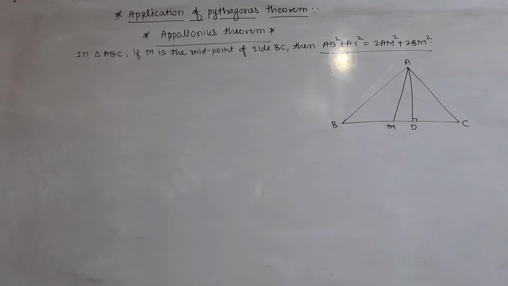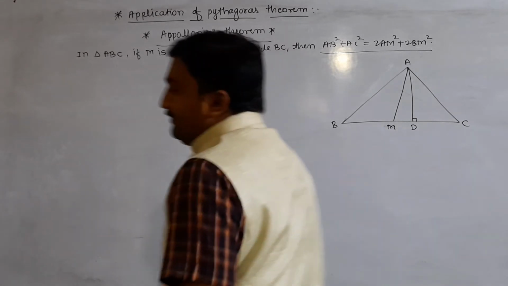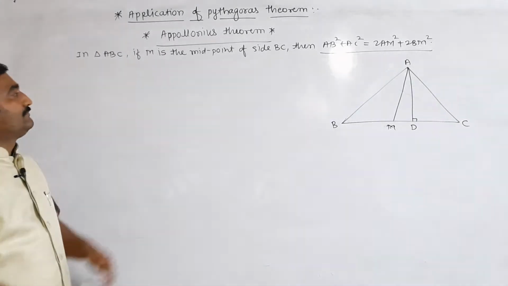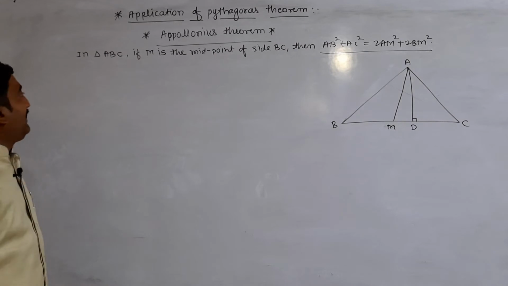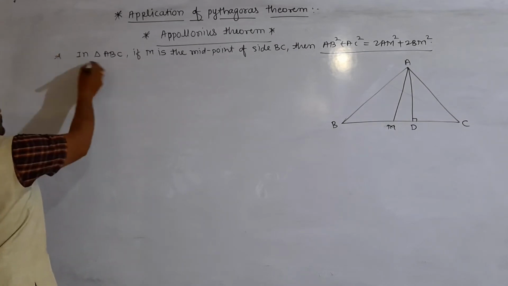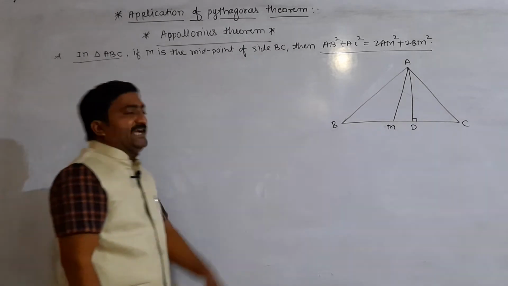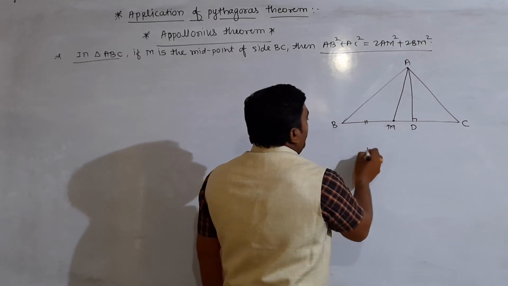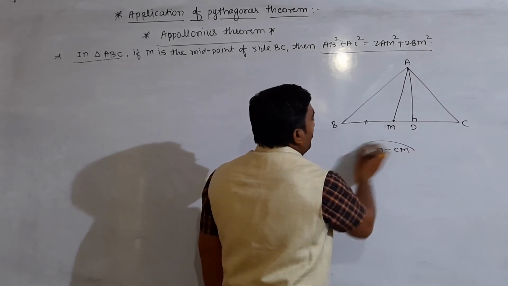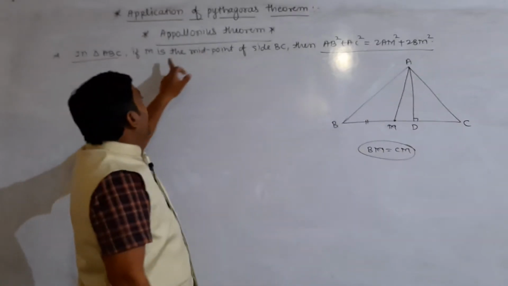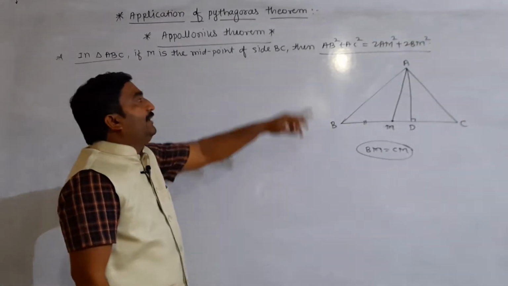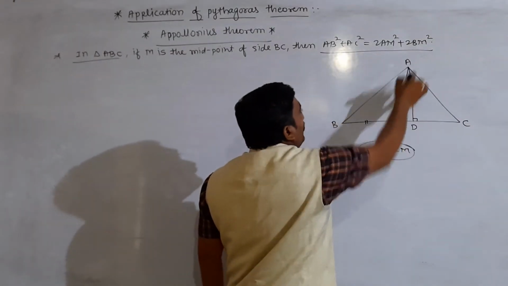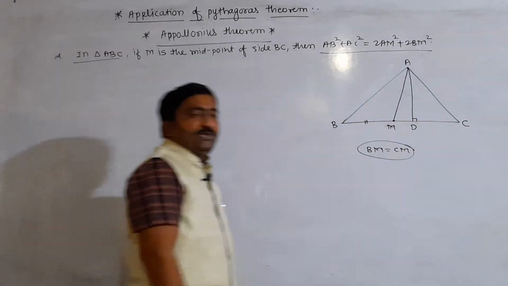So we have to study here Apollonius theorem by using the first two applications which I have learned. Apollonius theorem says that in a triangle, if M is the midpoint of side BC, remember that this M is the midpoint of side BC, it means BM is equal to CM, then AB square plus AC square is equal to 2AM square plus 2BM square.